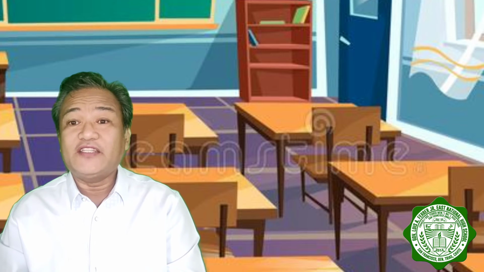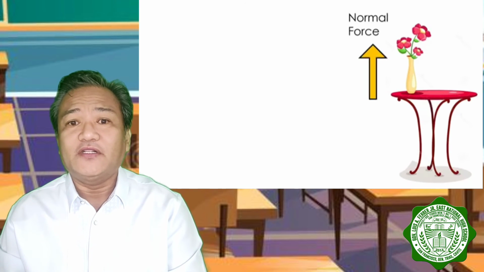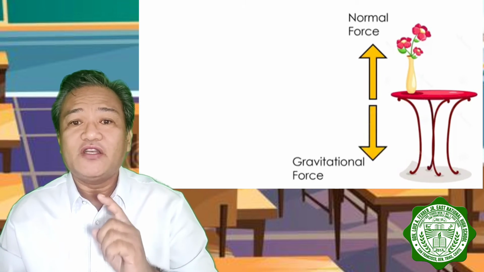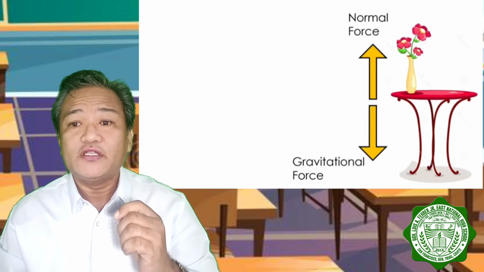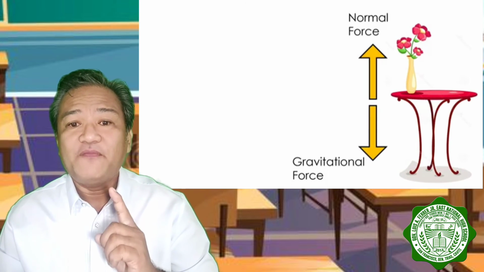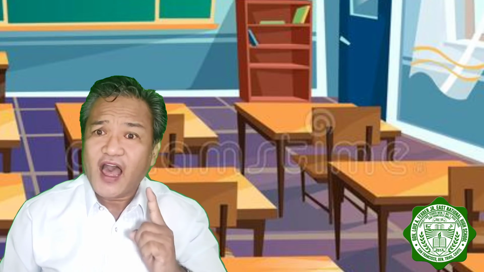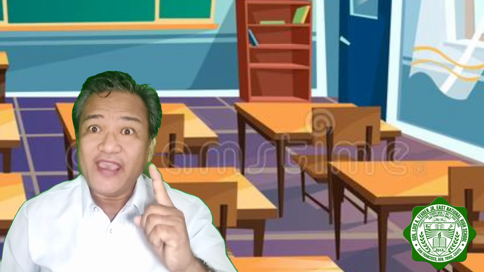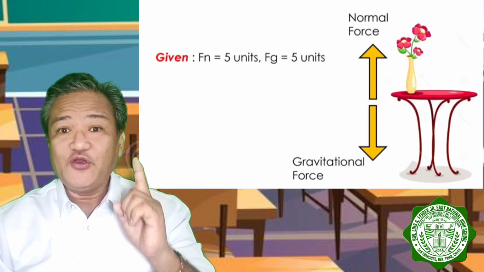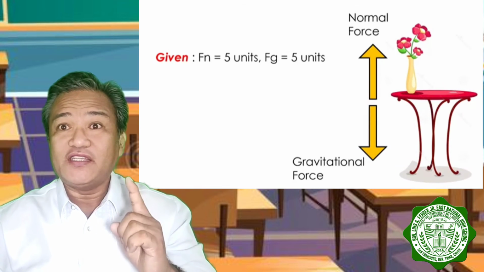Let's go back to activity number 1. The vase on top of the table stays at rest because it has a normal force of 5 units and a gravitational force of 5 units as well. Using the GRESA method, let us find out what will be the net force of the vase. Given: normal force is equal to 5 units, gravitational force is equal to 5 units as well.